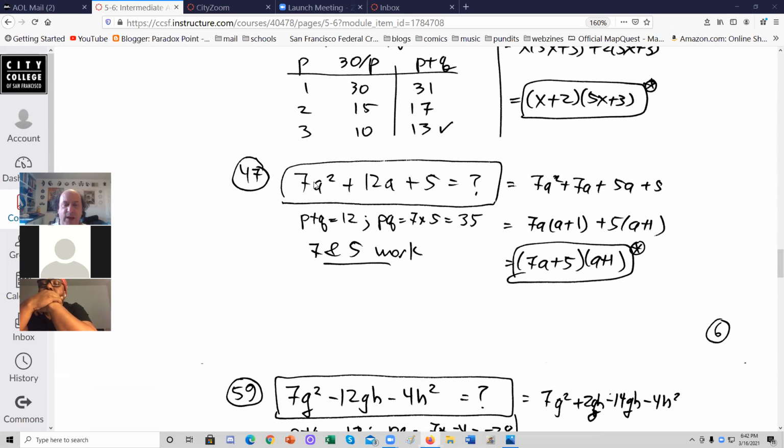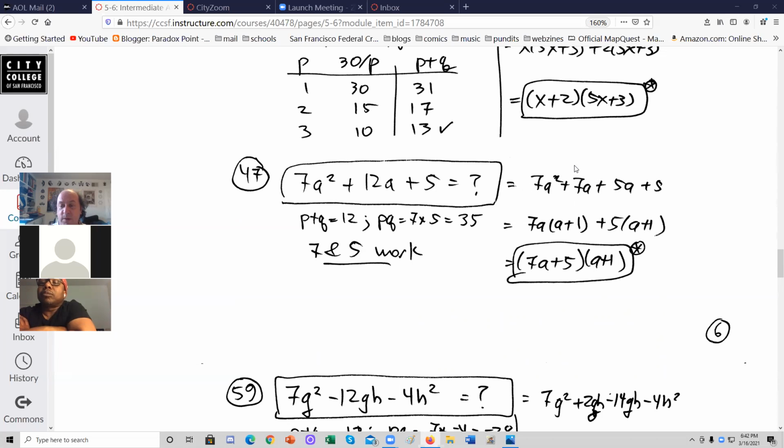7a squared plus 12a plus 5 is what? We want to find P and Q, whose sum is 12. And whose product is 7 times 5, that's 35. And okay, skipping a few steps, 7 and 5 work because their sum is 12 and their product's 35. So you write this 12a as 7a plus 5a, plus 7a squared plus 5.